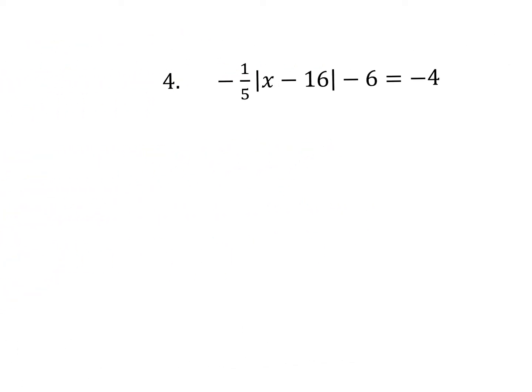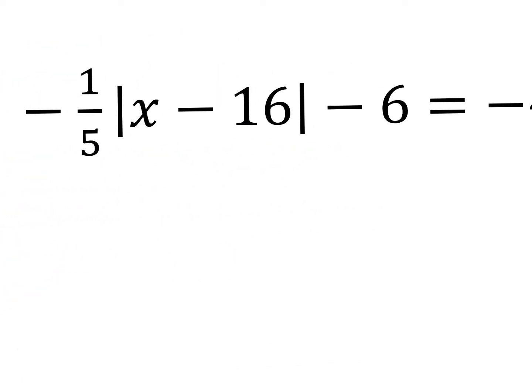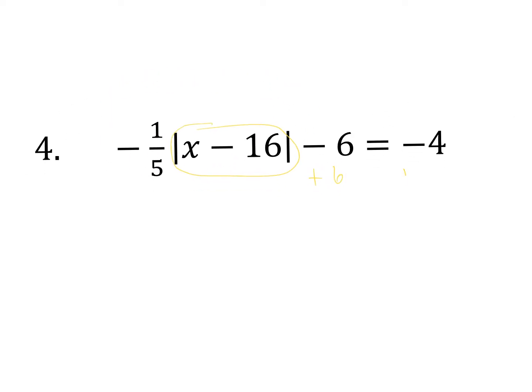All right, come over here. Same thing. We're going to do the same thing. A lot of you had questions on this one last week when we started it. We're going to isolate. First thing I'm going to do is what? Okay, add 6. So negative 1/5 times the absolute value of x minus 16 equals 2.